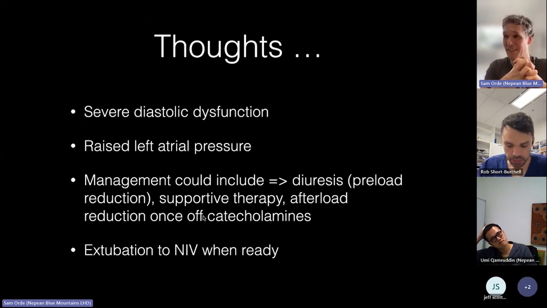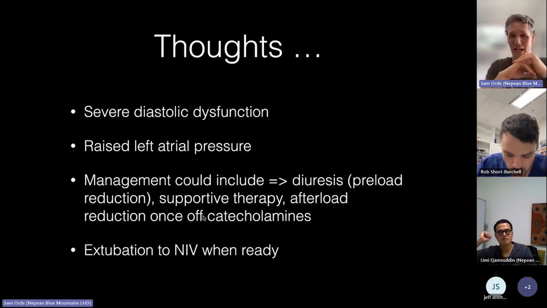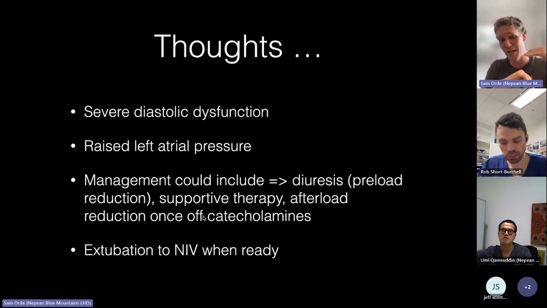At the end of the day, the big thing is just suggesting whether he's got raised left atrial pressure or not, and certainly he would in this case. Therefore, the management is we've got to diurese this guy. We've got to get that preload down. We've got to try and provide supportive therapy, and what I mean by that is basically positive pressure ventilation. He is going to love that positive pressure ventilation because that will help reduce his left ventricle afterload.